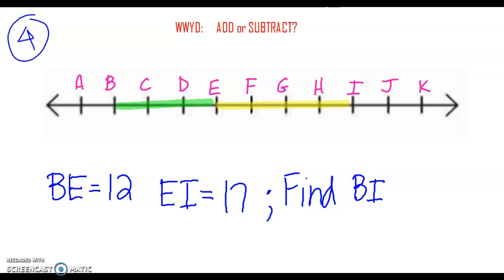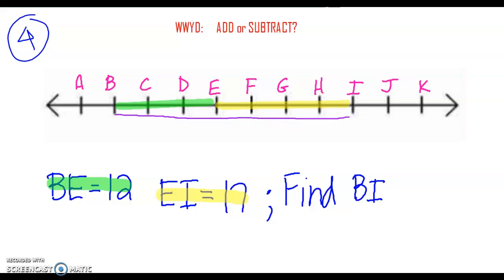Okay, taking a look at number 4, we've got our BE, which is green up there, is the length of 12. EI is the length of 17, and we are being asked to find the measurement of BI.